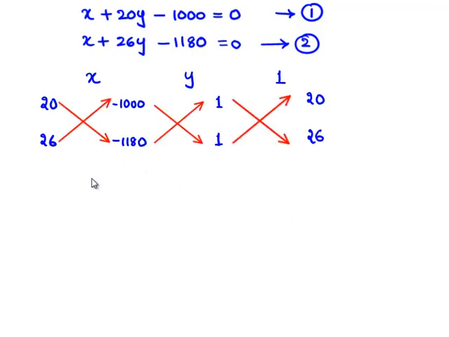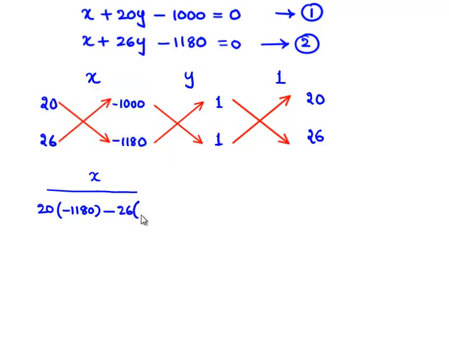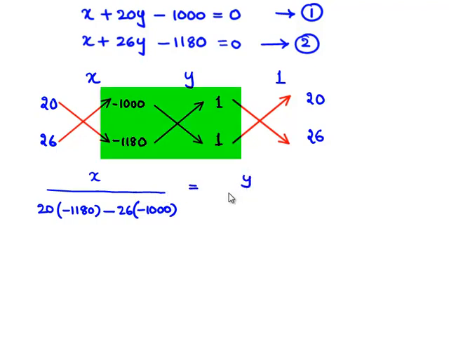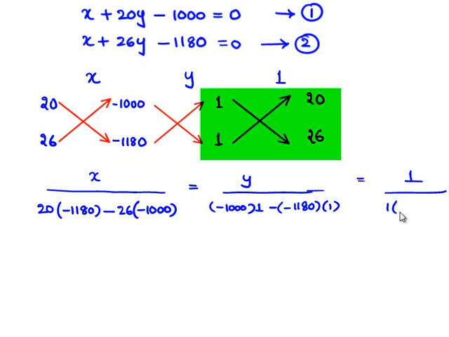Now we can write X divided by 20 times of minus 1180 minus 26 times of, sorry, minus 1000. This is equal to Y divided by minus 1000 multiplied by 1 minus minus 1180 multiplied by 1. This is equal to 1 divided by 1 multiplied by 26 minus 1 multiplied by 20.